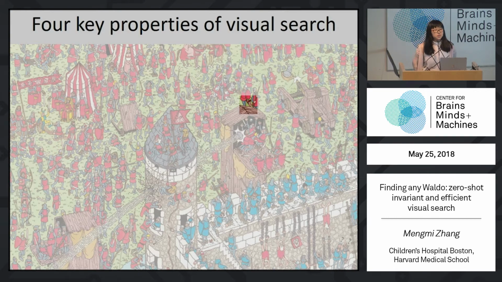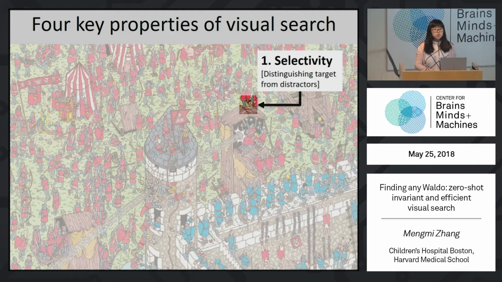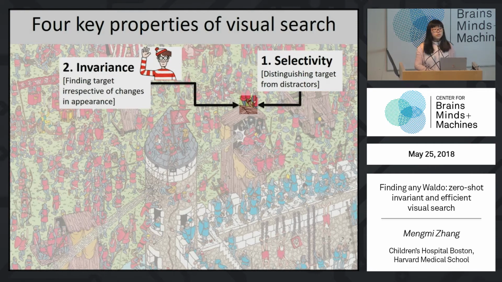We summarize 4 key properties for visual search. Number 1, selectivity. During Waldo search, people always have the ability to distinguish Waldo from other characters. Number 2, invariance. You can see that the Waldo presented on this search image looks slightly different from the exemplar target Waldo in terms of its appearances, viewing angles, as well as scales. But people could still find him.